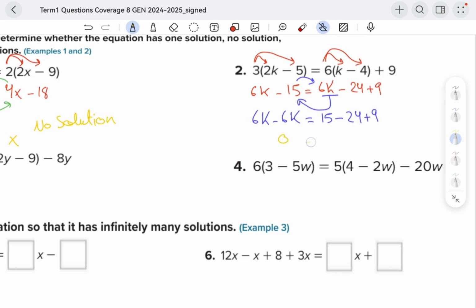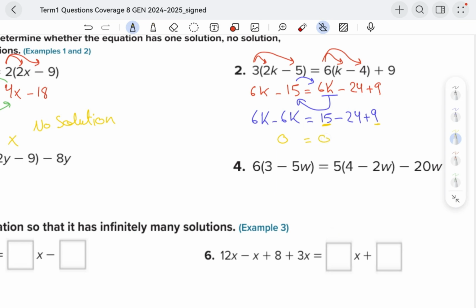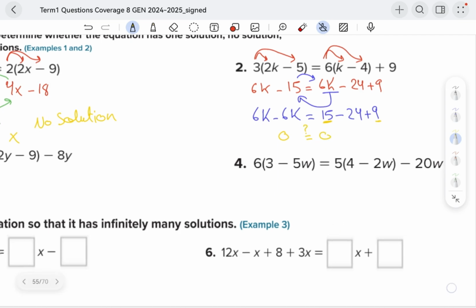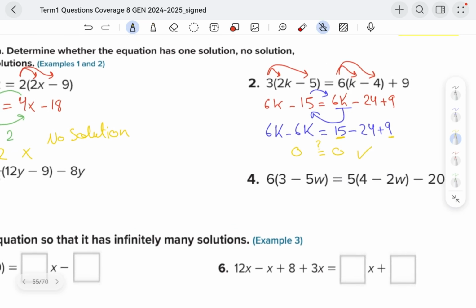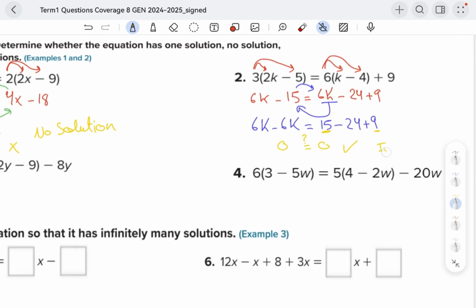6k minus 6k is equal to 0. 15 plus 9 is 24. 24 minus 24 also is 0. Is this a true statement? Yes, 0 equals 0. So we have infinitely many solutions. In this case, we're going to have infinitely many solutions.